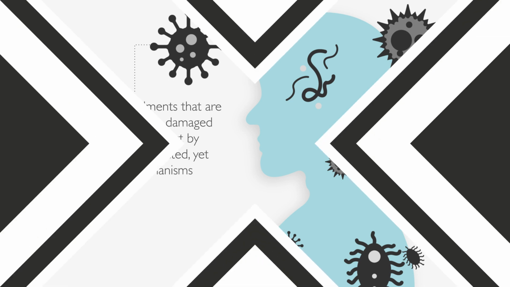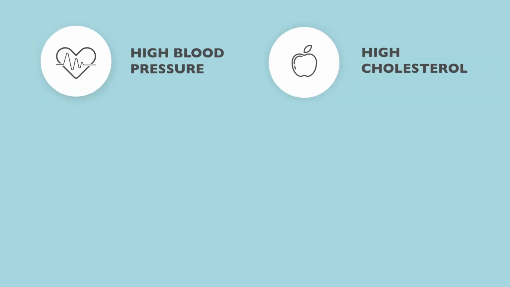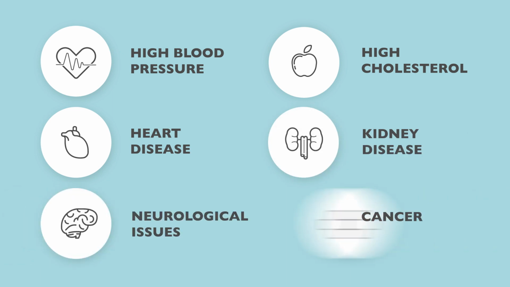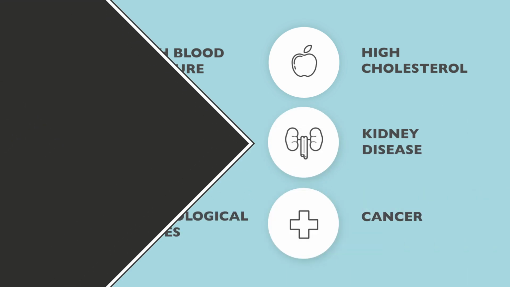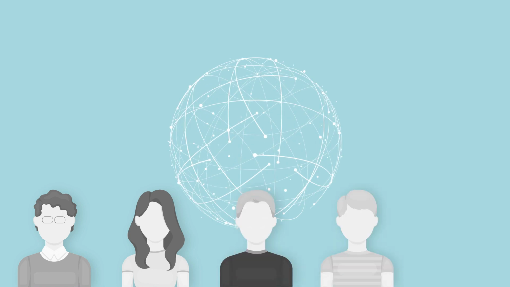For example, people who are HIV positive are more likely to have high blood pressure and high cholesterol and develop heart disease, kidney disease, neurological issues, and cancer. Professor Michael Bukrinsky at George Washington University in Washington, D.C., is working with scientists across the globe to elucidate the molecular mechanisms behind these comorbidities so that they can be targeted with therapies.